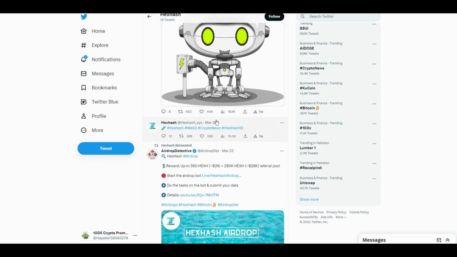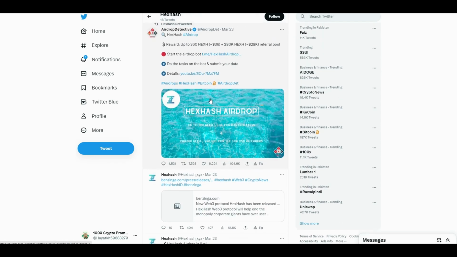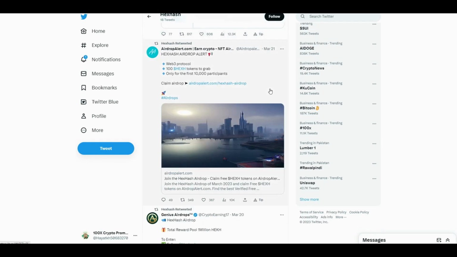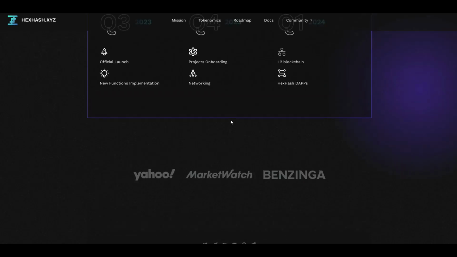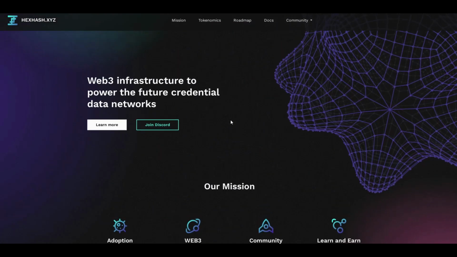And then there is also an airdrop. You can also participate in their airdrop. And the project looks so strong to me. The future of this project looks good.